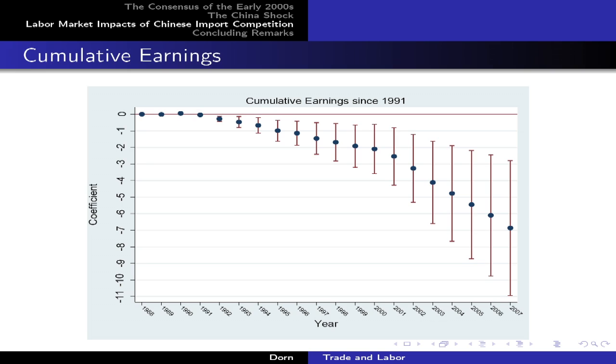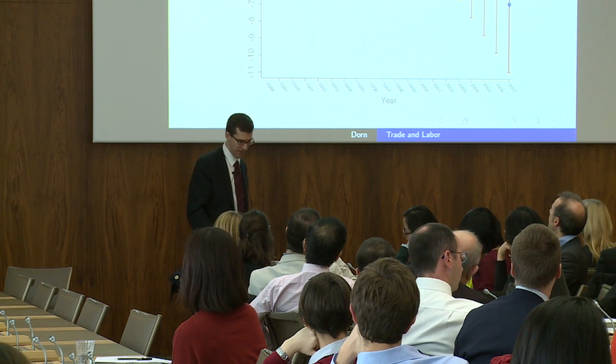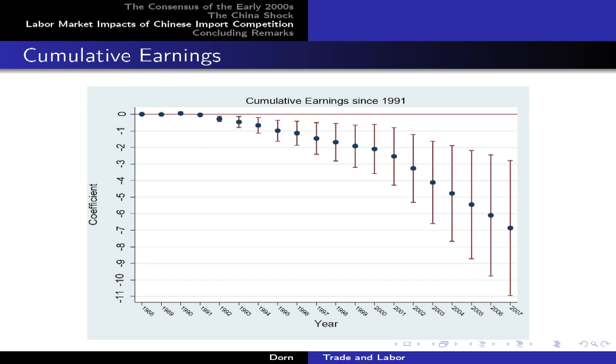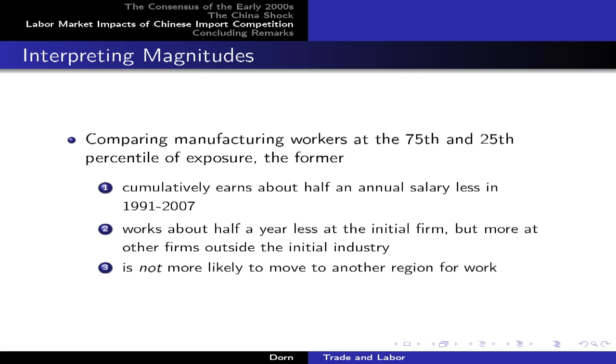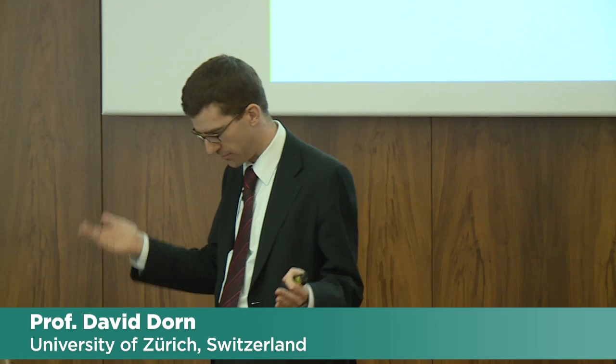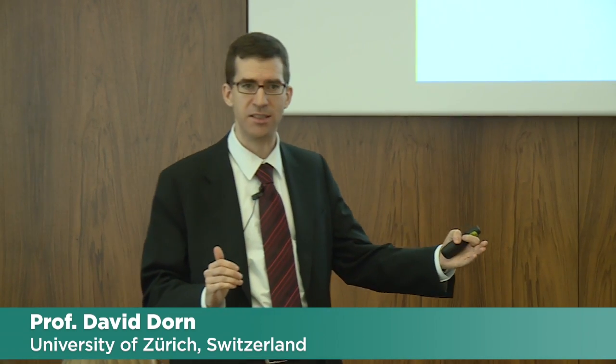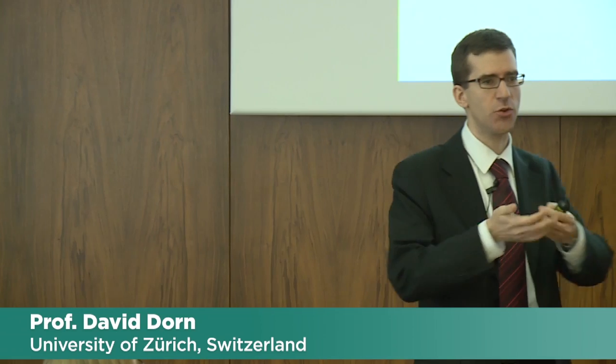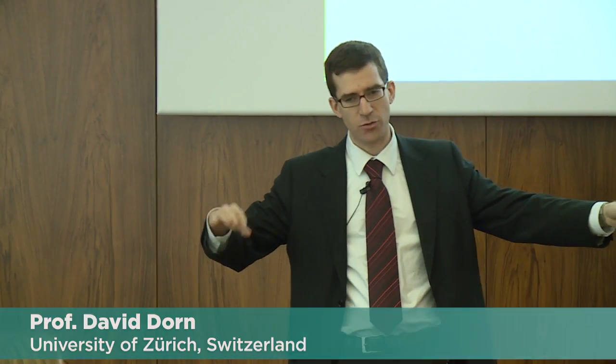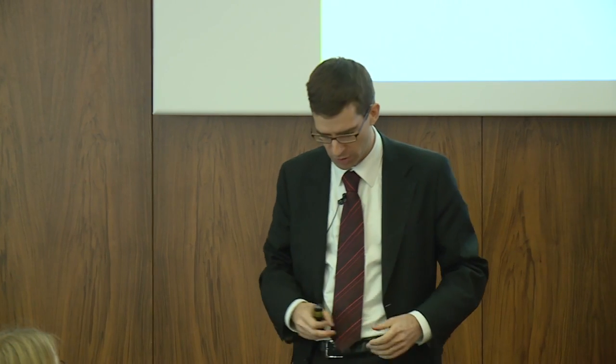cumulative earnings. So the more import exposed their initial industries, the more a gap opens in cumulative earnings relative to people in less exposed industries. To again quantify this a bit, if we compare workers at the 75th and 25th percentile of exposure, we see that the more exposed worker will have accumulated about half an annual income less over the 16-year outcome period of 1992 to 2007. So this corresponds, if we distribute evenly over the years, to a 3% income drop in each of those years.